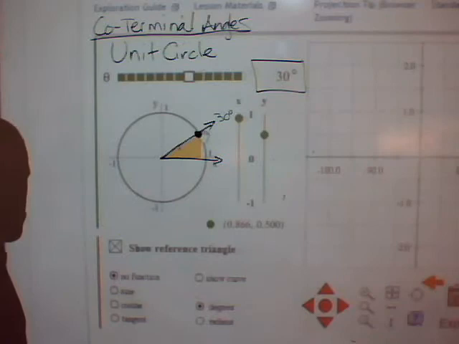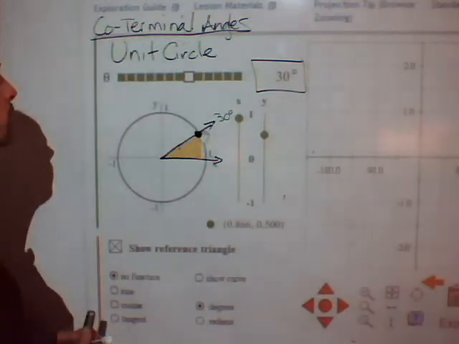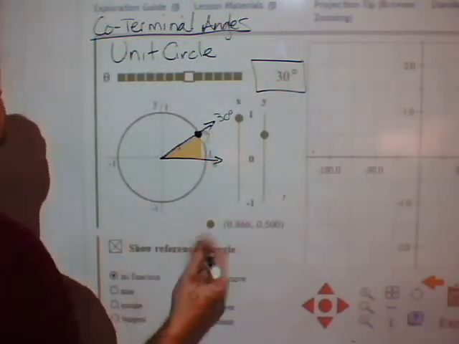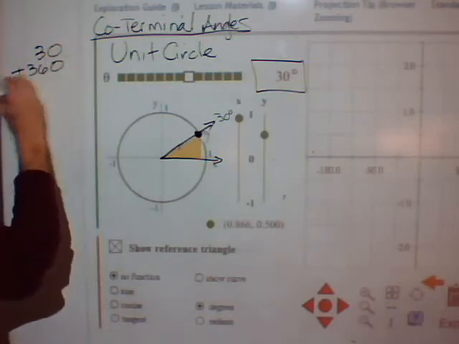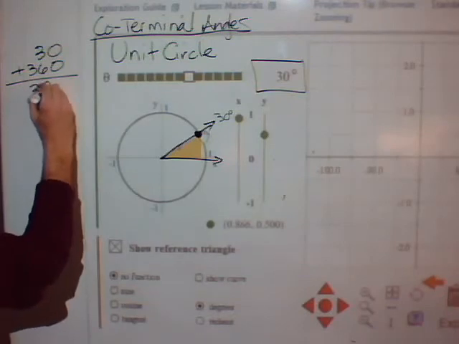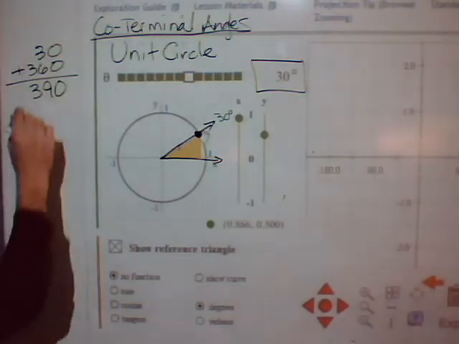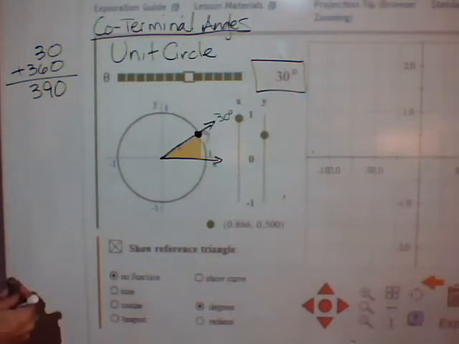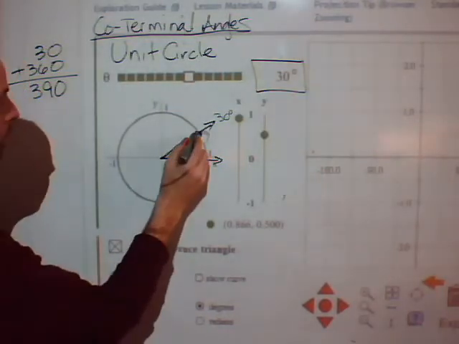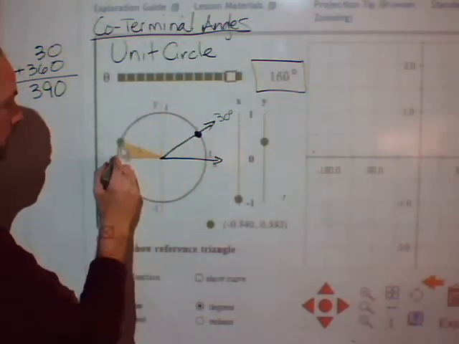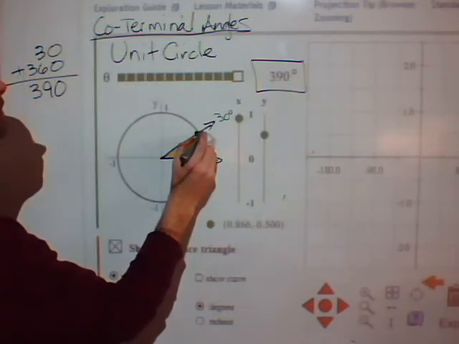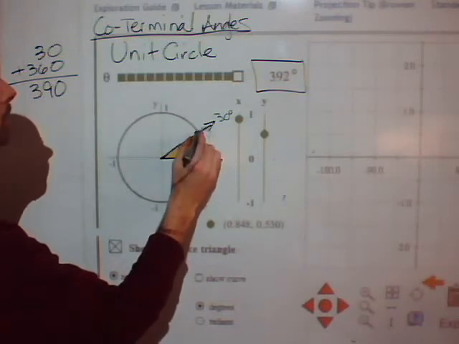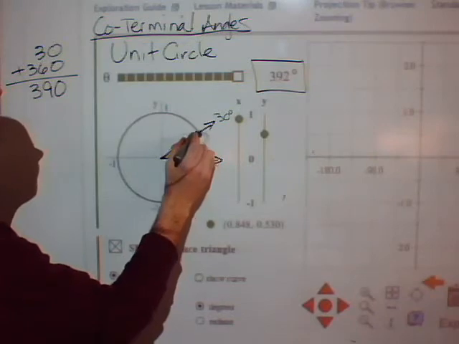And now I'm going to try to come up with coterminal angles for 30 degrees. If I start off with 30 degrees and add 360, it tells me that my next coterminal angle to 30 degrees is 390. So if I kept going around the circle, 360 degrees, the next coterminal angle there would be 390 degrees, if I can get it there.